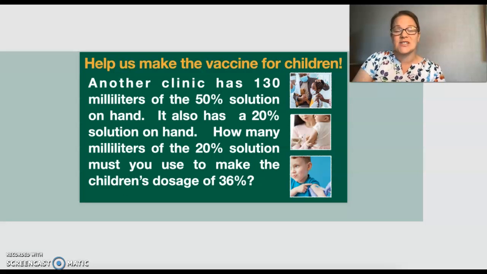Another clinic has 130 milliliters of the 50% solution on hand. It also has a 20% solution on hand. How many milliliters of the 20% solution must you use to make the children's dosage of 36%? So go into your breakout rooms and try that one. Ready, set, go.